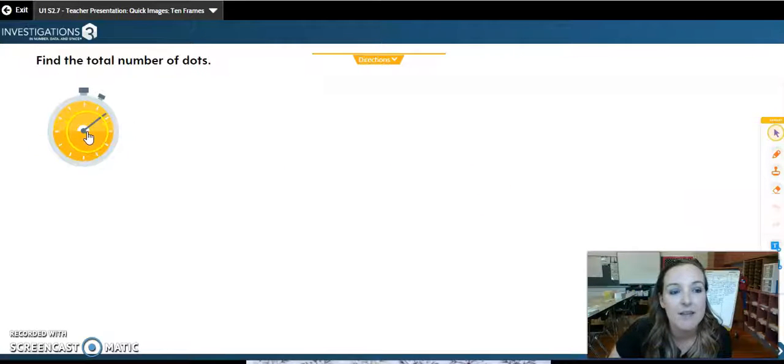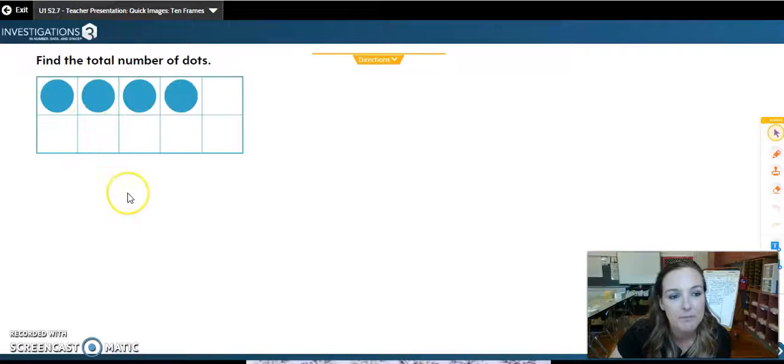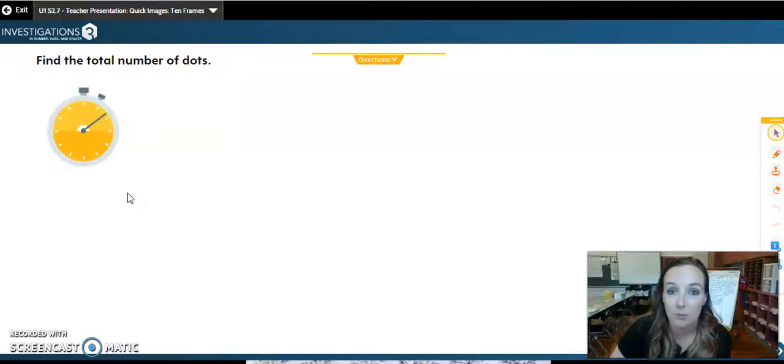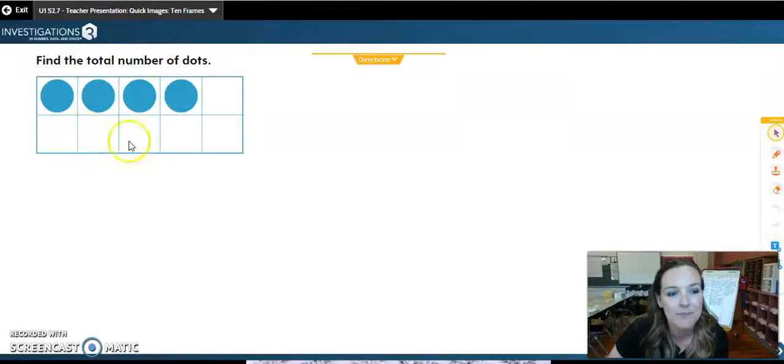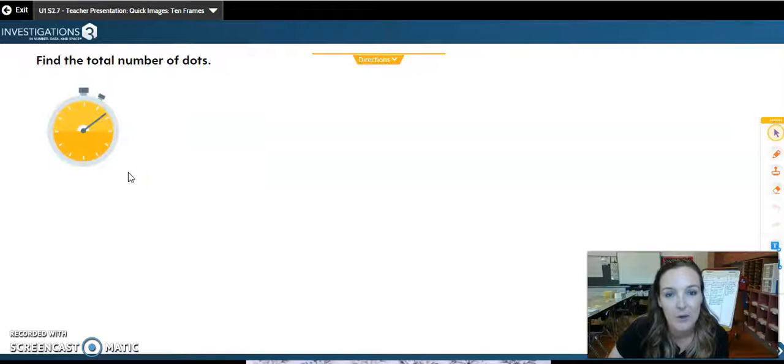All right, same thing. Find the total number of dots. You've got to count them. Here we go. Oh, did you get it? All right, let's go one more time. Okay, how many dots are there? Okay, let's see if you got it.